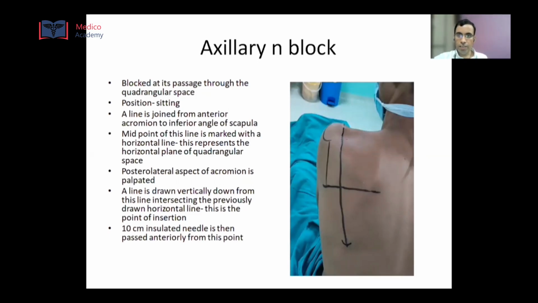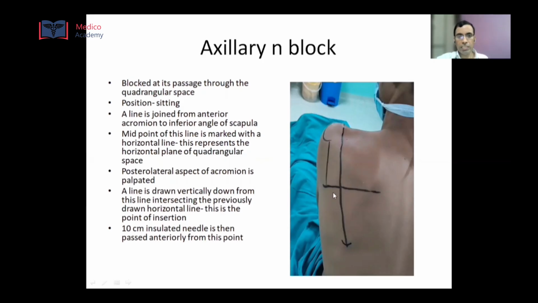Now we'll discuss the axillary nerve block. For giving axillary nerve block with the help of landmarks, we again place the patient in a sitting position. The nerve is blocked at its passage through the quadrangular space, the anatomy of which was discussed a few slides back. A line is joined from the anterior acromion to the inferior angle of the scapula.